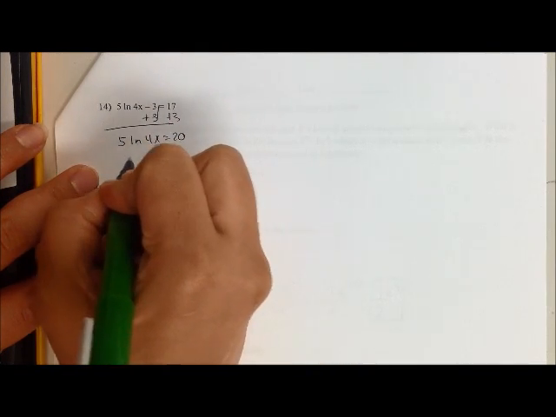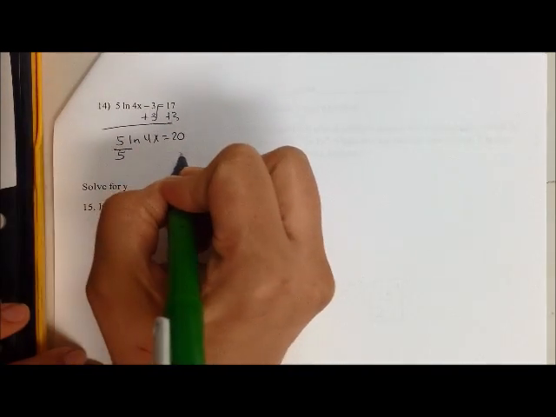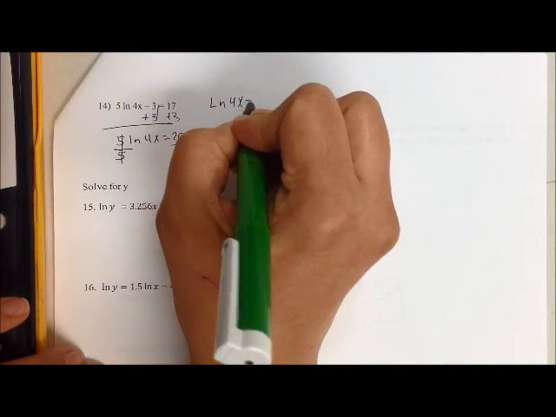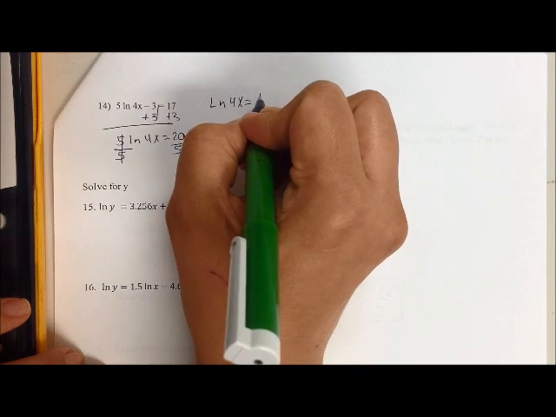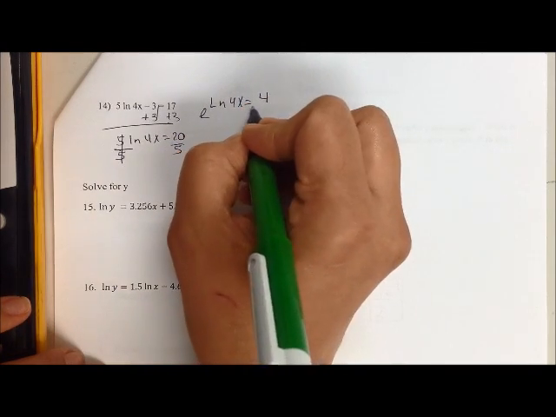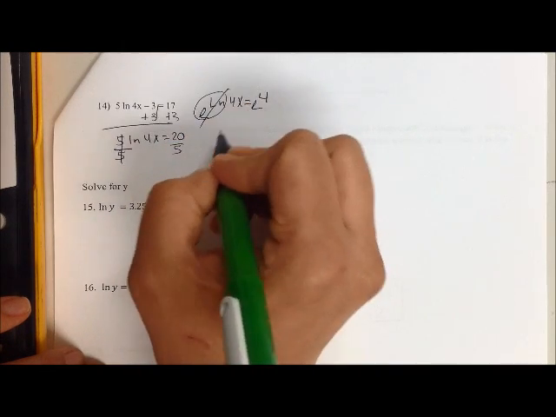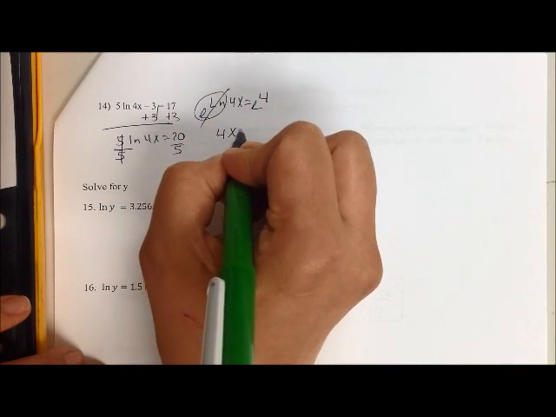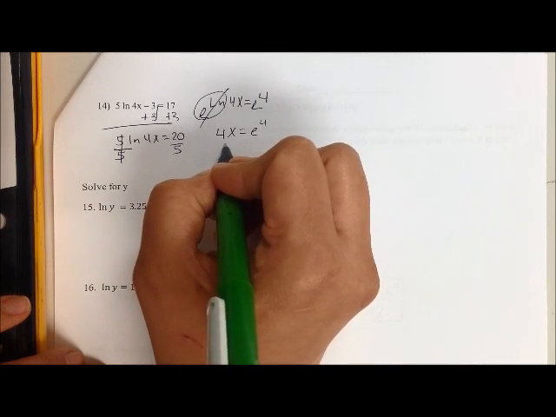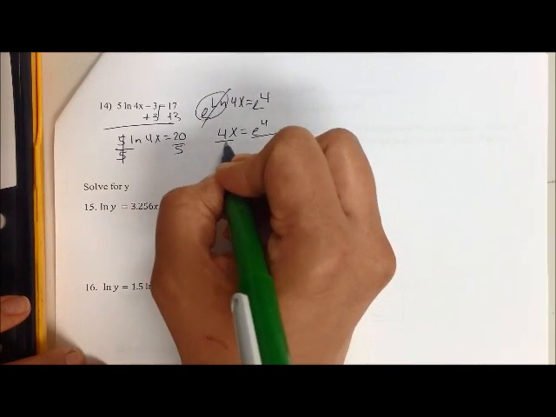We could get rid of that 5 up in the front by dividing by 5. So I get ln of 4x equals 20 divided by 5 is 4. We said in order to get rid of that ln, I would put an e there and an e there. This cancels. So we get 4x equals e to the 4th. But what is still in front of that x that we need to get rid of? Well, the 4.